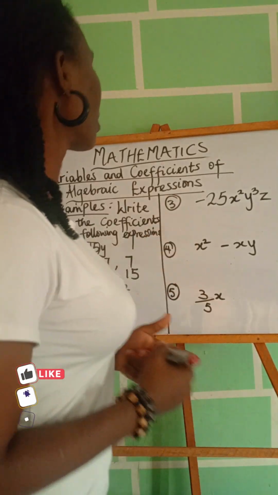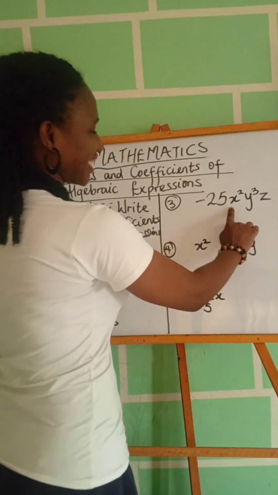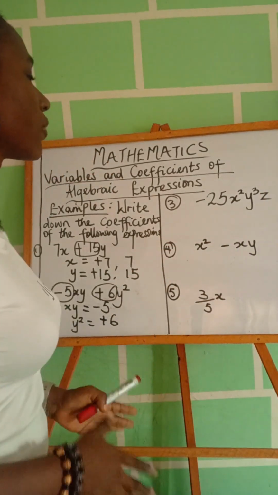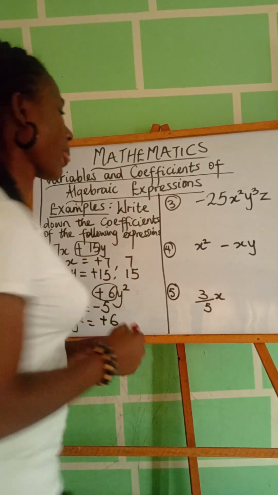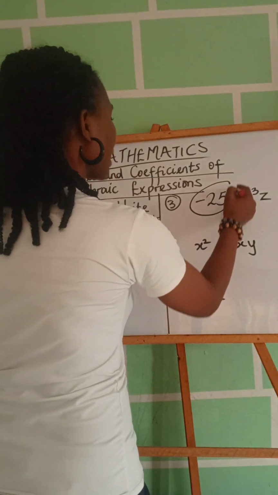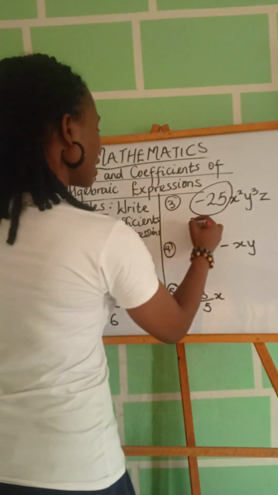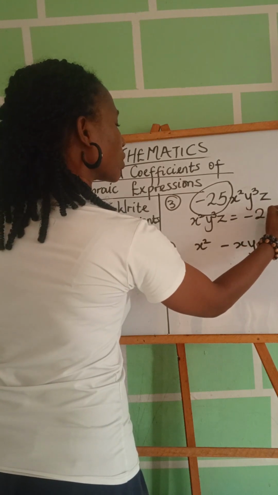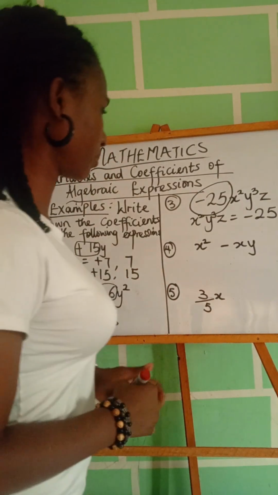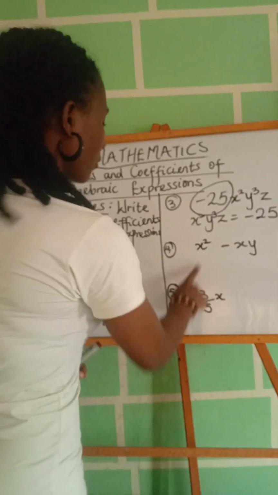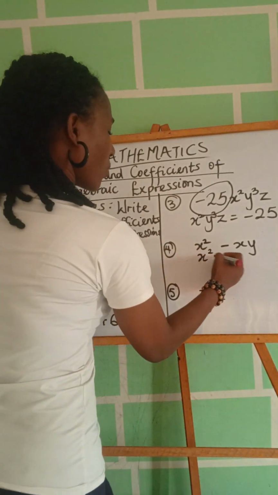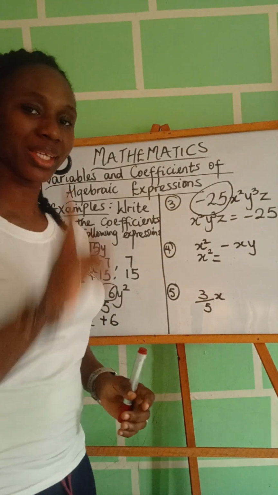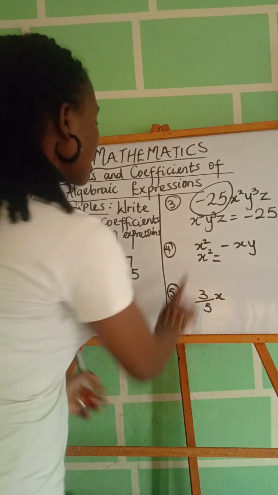Okay, so now let's come to number 3. Now look at this. This is a group of letters, right? What's the coefficient of x squared, y cubed, and z? That is the number just beside it, just before the letters. So the coefficient of x squared, y cubed, and z is minus 25. Now let's come to number 4. What is the coefficient of x squared here? When you have this, there's no visible number here, right? So the coefficient of x squared is 1. Please take note of it. It's very important.